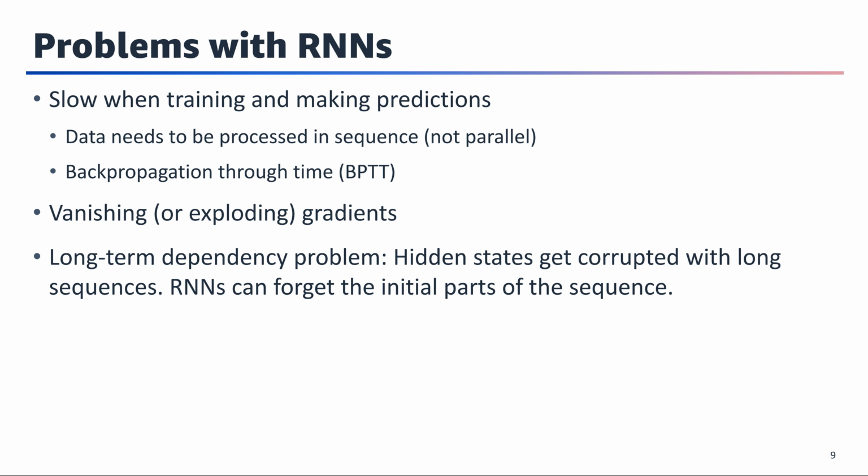While RNNs offer powerful capabilities for sequence modeling, they also face several challenges. One major issue is the slow training and prediction speed, as the data needs to be processed sequentially, not in parallel. Additionally, the backpropagation through time algorithm used for training RNNs can be computationally expensive. Another significant problem is the vanishing or exploding gradients, where the gradients can become extremely small or large, making it difficult to train the network effectively. Furthermore, RNNs suffer from the long-term dependency problem, where the hidden states can become corrupted for long sequences, causing the network to forget the initial parts of the sequence.